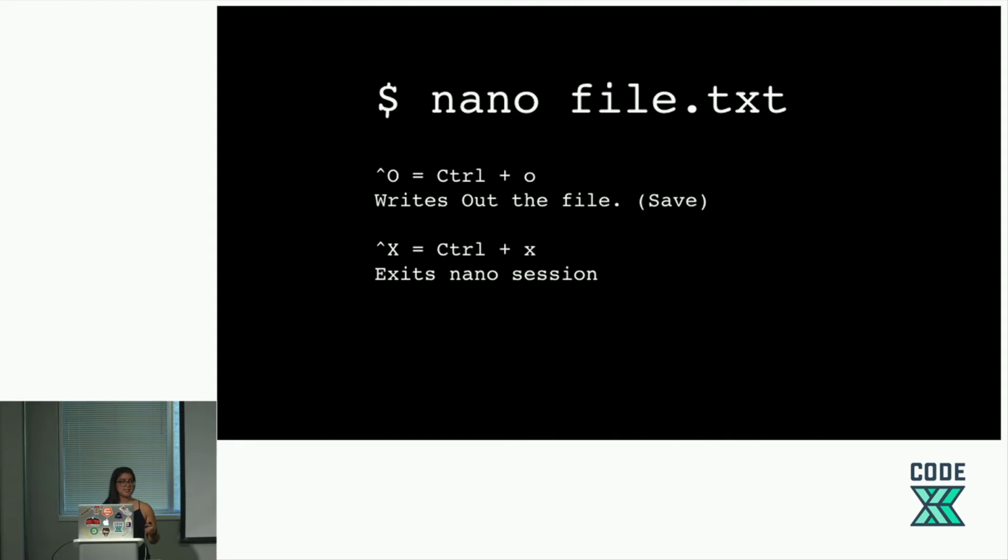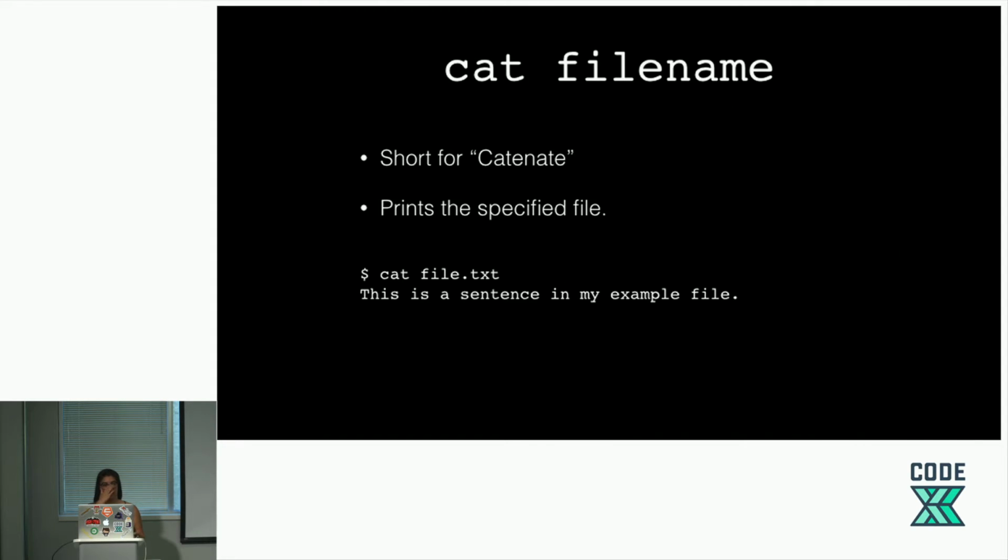So everyone has a sentence in their file and it's saved and it's good. Cool. All right, so now let's see what's in it. Cat is short for concatenate, and what it does is it concatenates all the stuff in a file, all your lines, and prints them out to your console. So if you cat and then your file name, you should see the sentence that you put in your file.